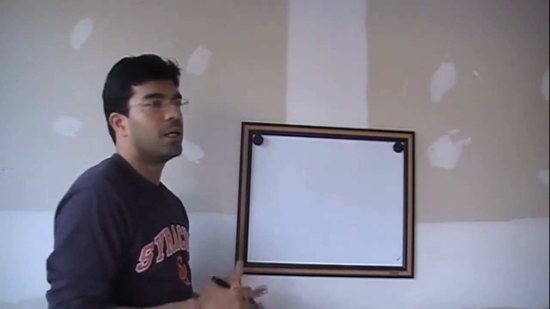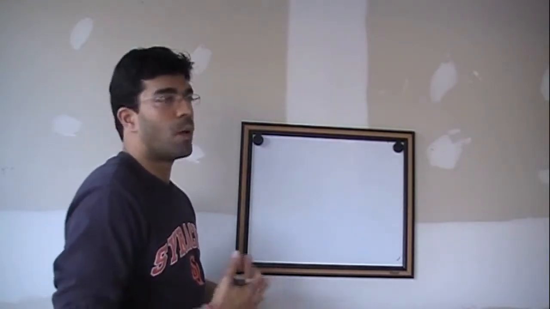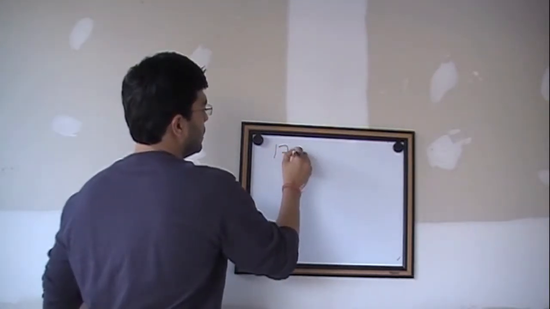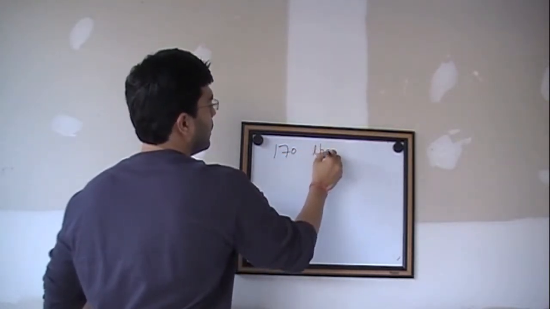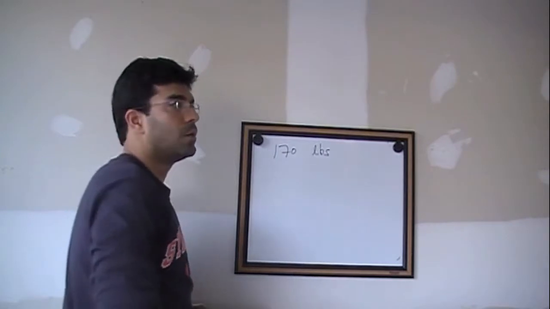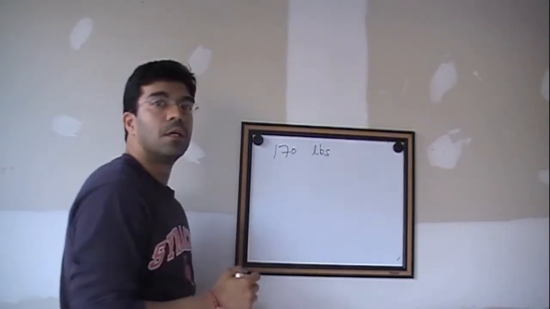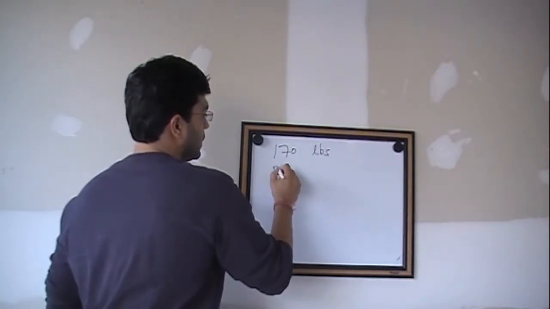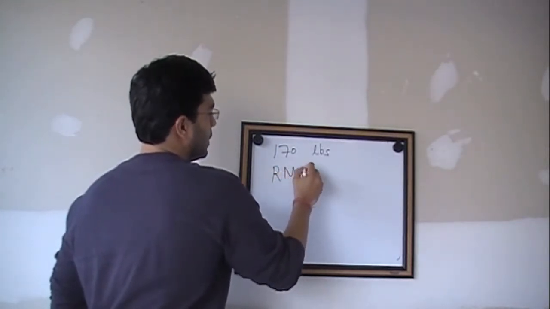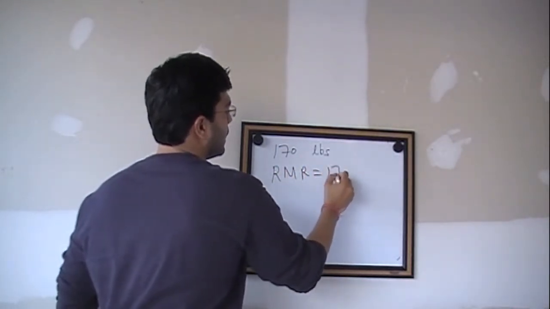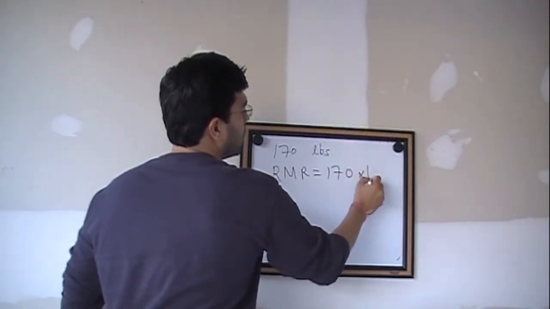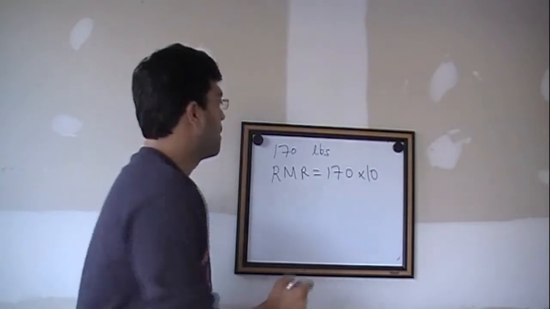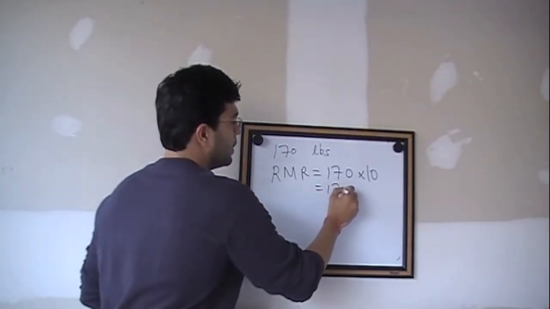Let's use an example for a 170 pound person. So 170 pounds is the body weight. Now we need to find out the resting metabolic rate for this person. Resting metabolic rate is the body weight in pounds multiplied by 10, which is 1700.